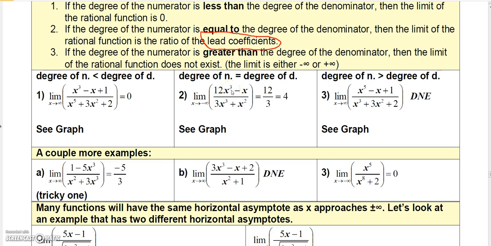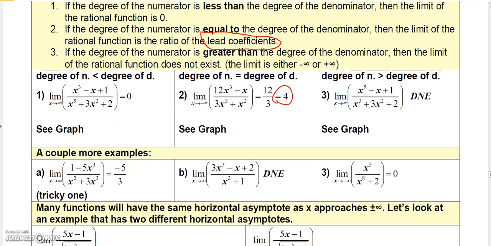notice that the degree of the numerator is 3 and the degree of the denominator is 3. So therefore the degree of the numerator is equal to the degree of the denominator. Then the limit of this, whether it goes to infinity or negative infinity, would be the ratio of the lead coefficients. So that would be 12 divided by 3, which is 4.